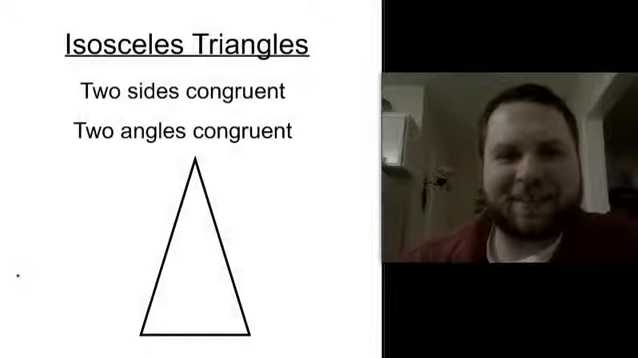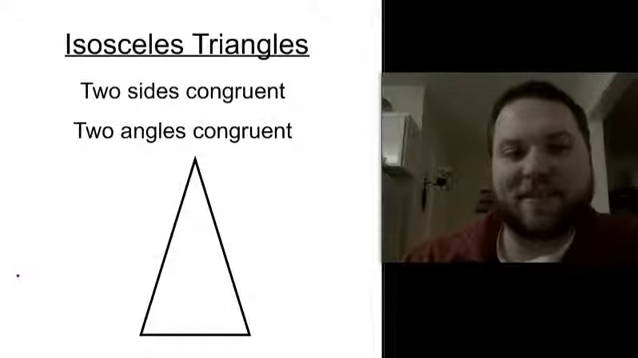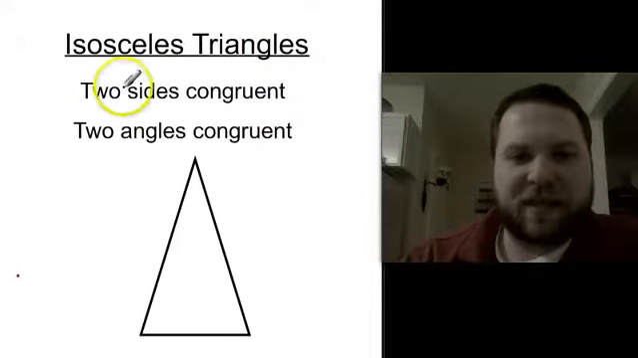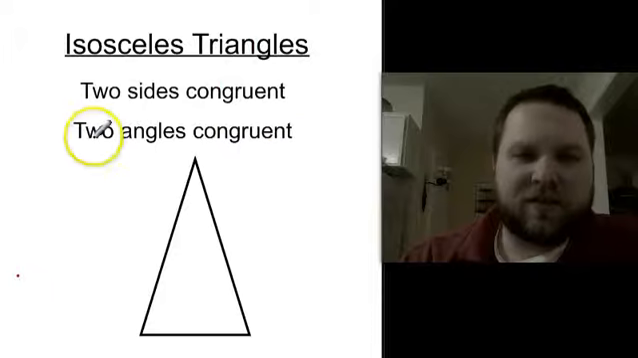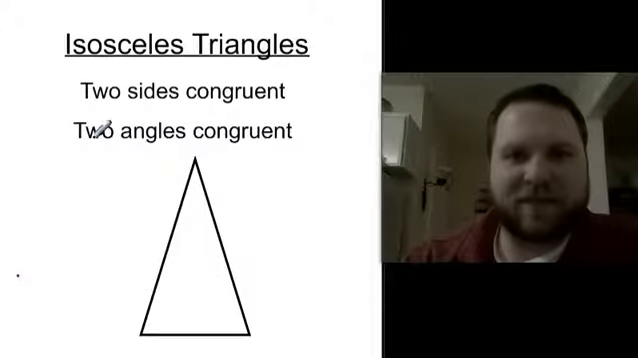Hey guys, next thing we're going to look at is specific properties of isosceles triangles. Now we've already said that these things have two sides that are congruent and two angles that are congruent. Before we go any farther, let's talk about how we mark sides that are congruent.